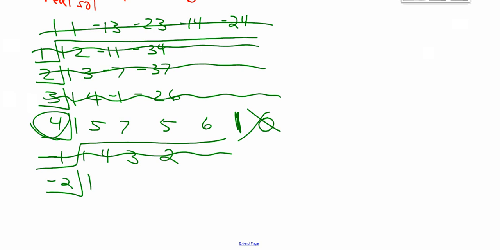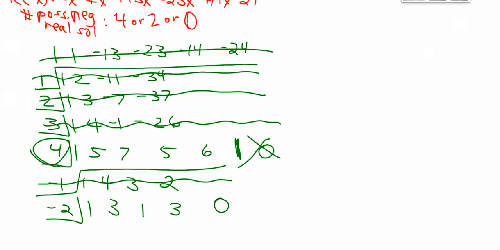So I bring down my 1. Then I have -2 plus 5, which is 3. -6 plus 7, which is 1. -2 plus 5, which is 3. -6 plus 6, which is 0. So another victory. I found a negative answer, and so that tells me I don't have 0 negatives, correct?